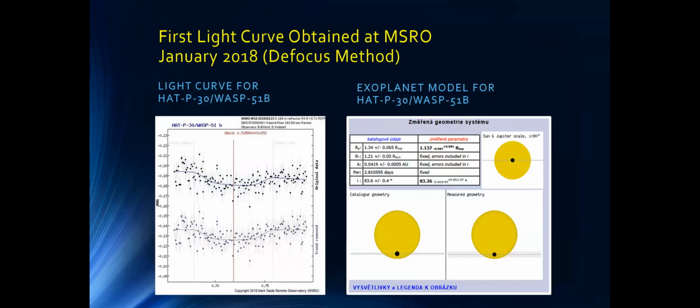So the first light curve we did at the MSRO was in January of 2018 with the defocus method, and we observed HAT-P-30/WASP-51b, and our precision was around 8 millimag for this observation. You can see the modeling of the exoplanet was fairly good. The measured geometry was what we modeled based on the data in the catalog, so it was fairly good.